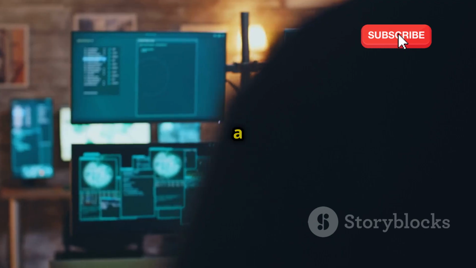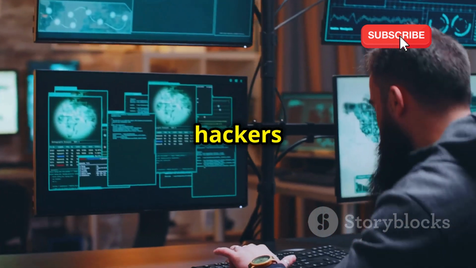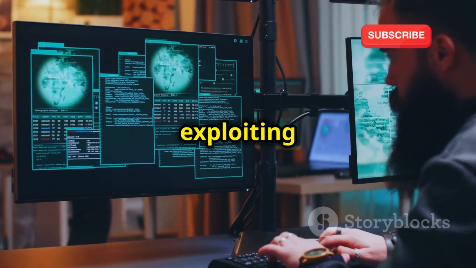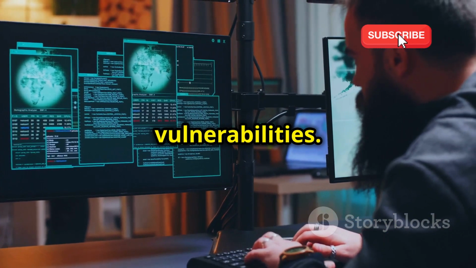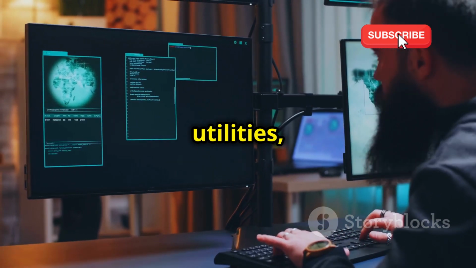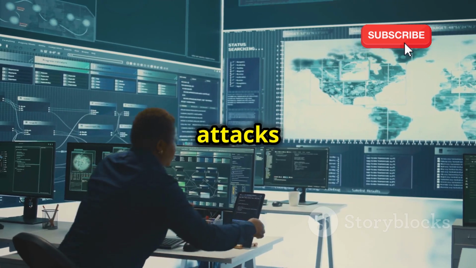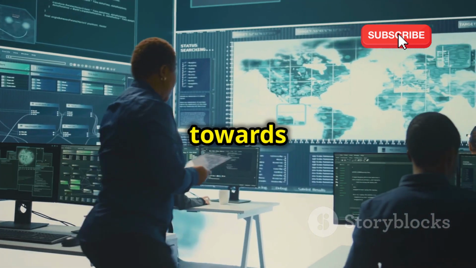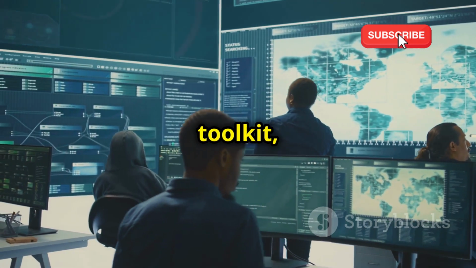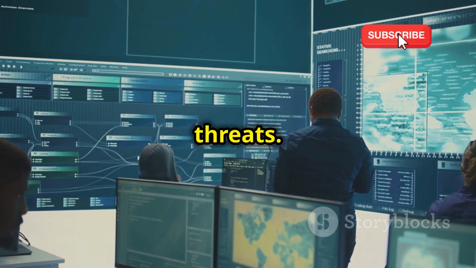We'll take a look at Kali Linux, a powerful operating system favored by ethical hackers and cyber criminals alike, and uncover the tools it houses for exploiting Wi-Fi vulnerabilities. This OS is a treasure trove of hacking utilities, each designed for a specific purpose. Understanding how these attacks are carried out is the first step towards protecting ourselves. By gaining insight into the hacker's toolkit, we can better prepare and defend our networks against potential threats.